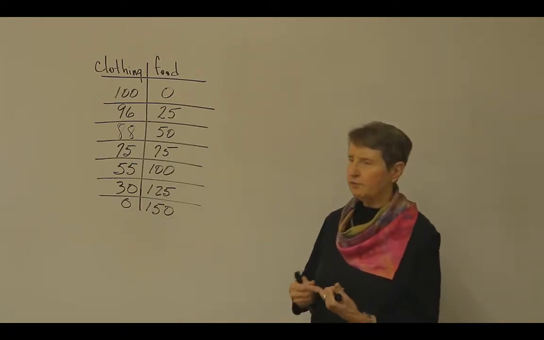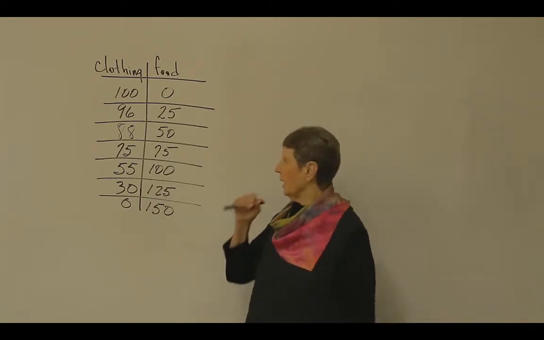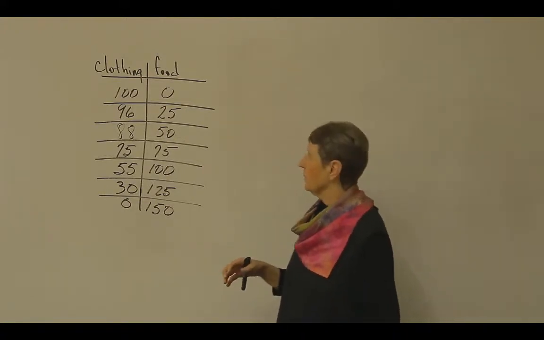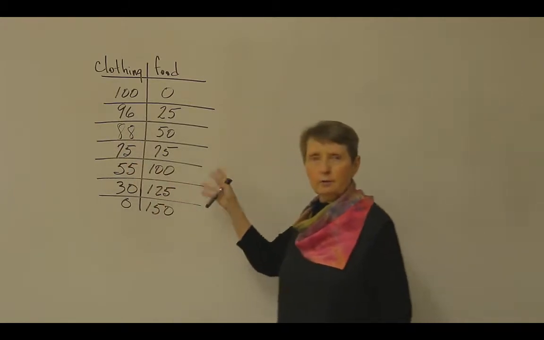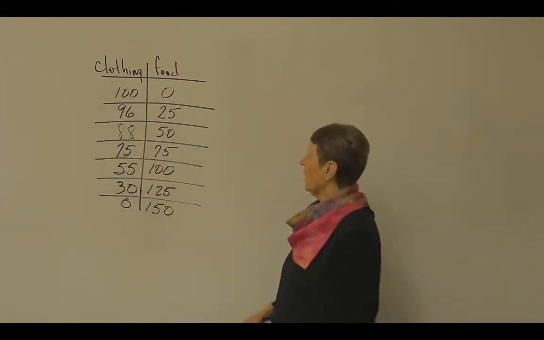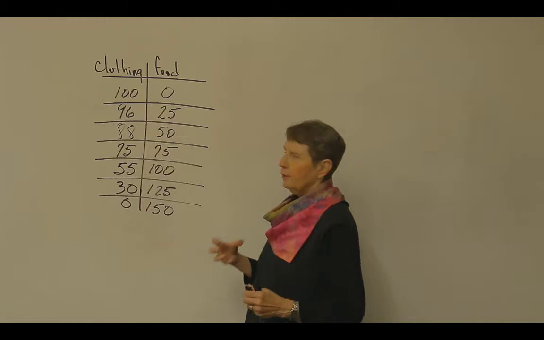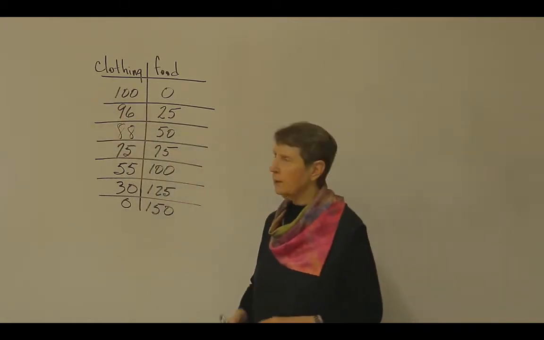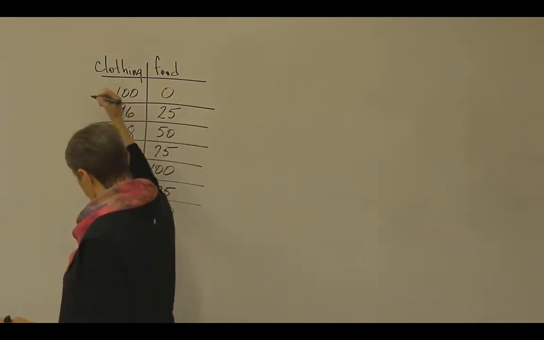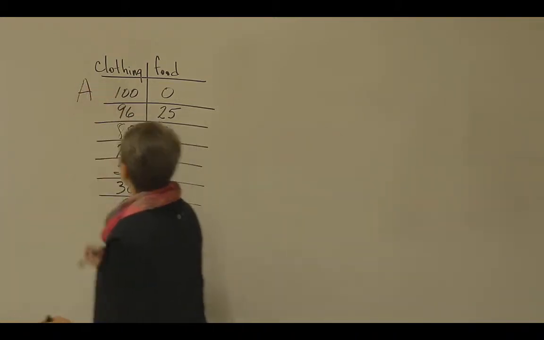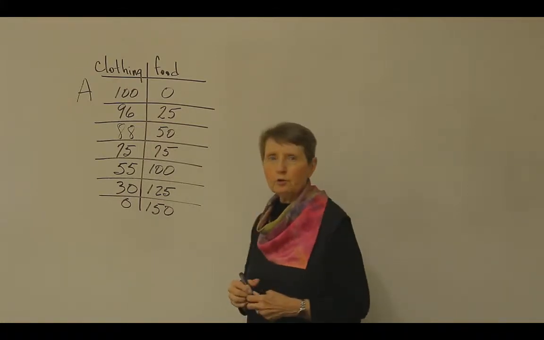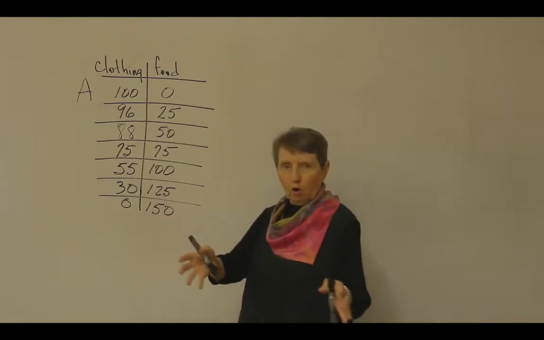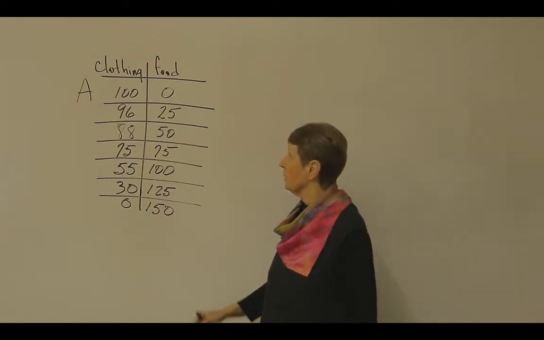This economy has some resources. They have some land, some labor, and some capital, and they can use these resources to produce either clothing or food. If they use all of their resources in the production of clothing, I'll call this point A, they can produce 100 units of clothing per time period, but of course they couldn't produce any food because they have all of their resources in the clothing industry.